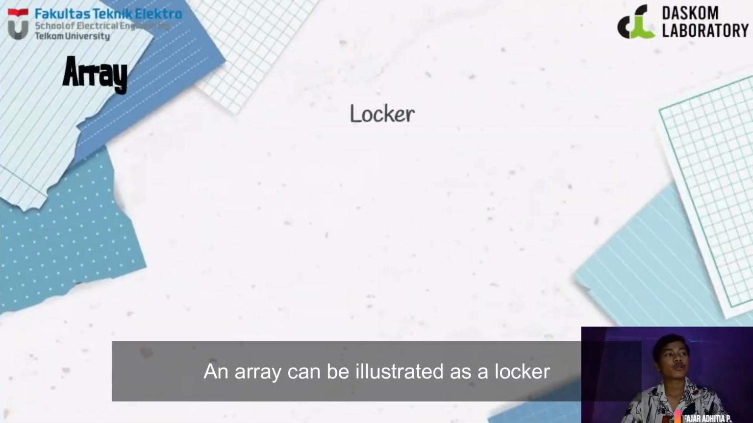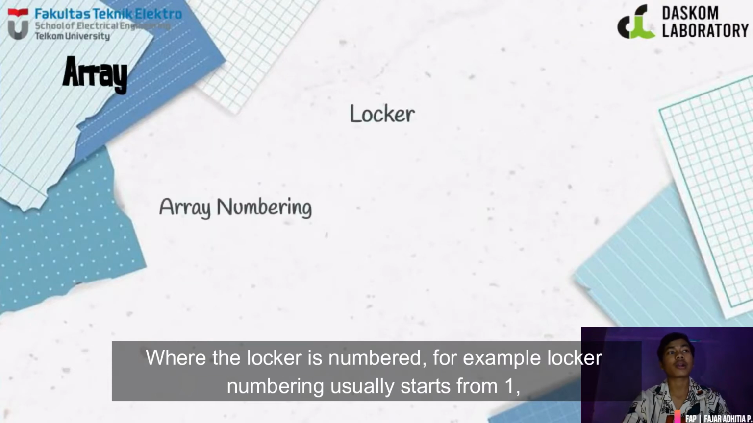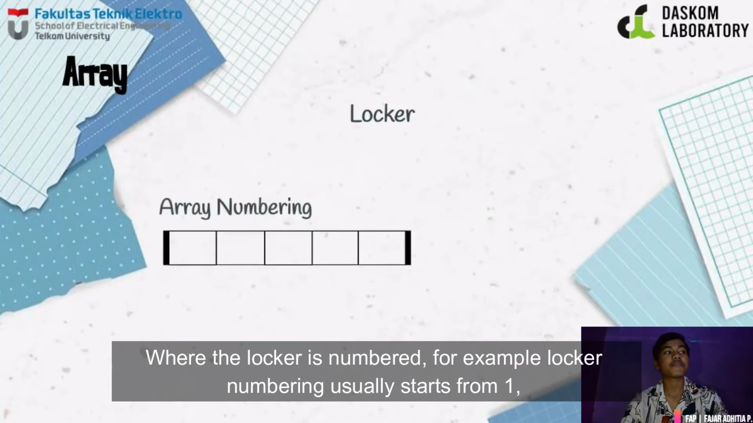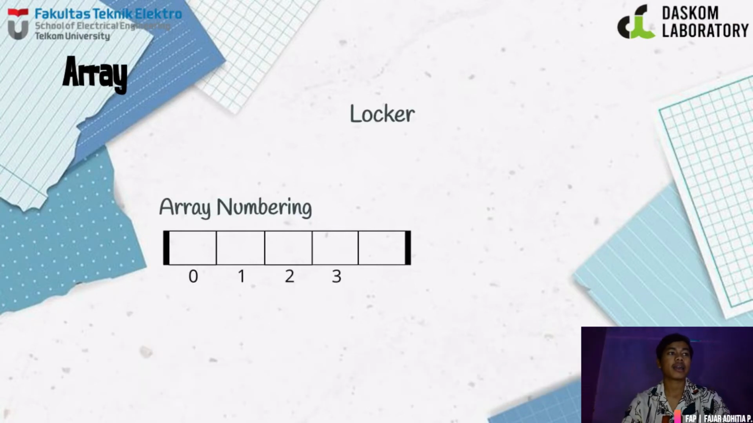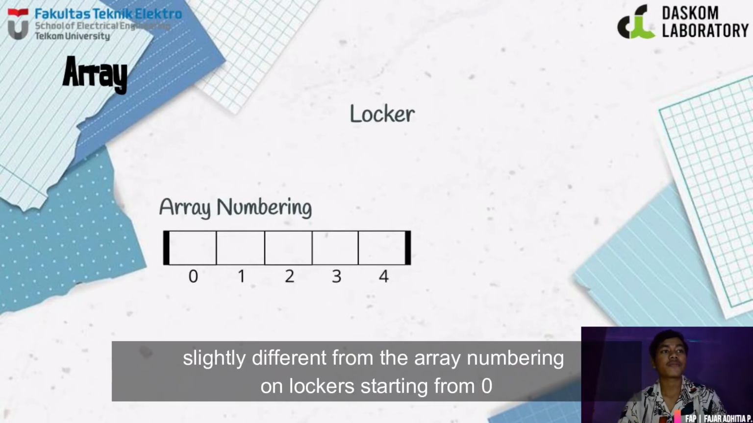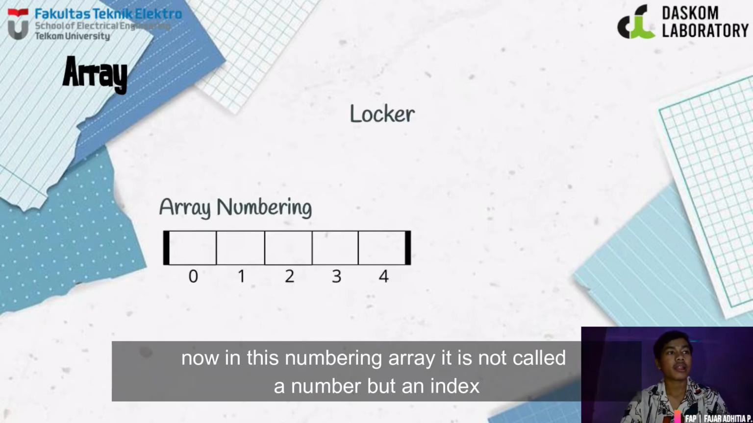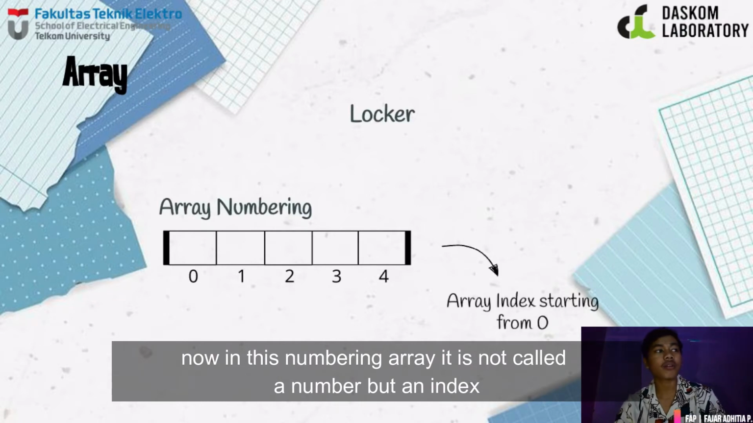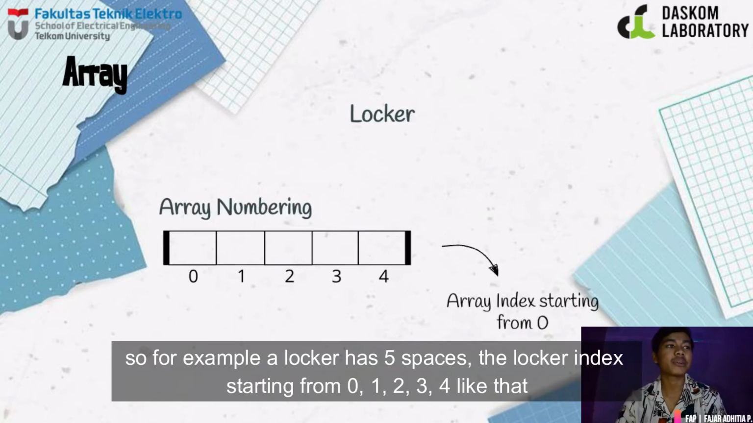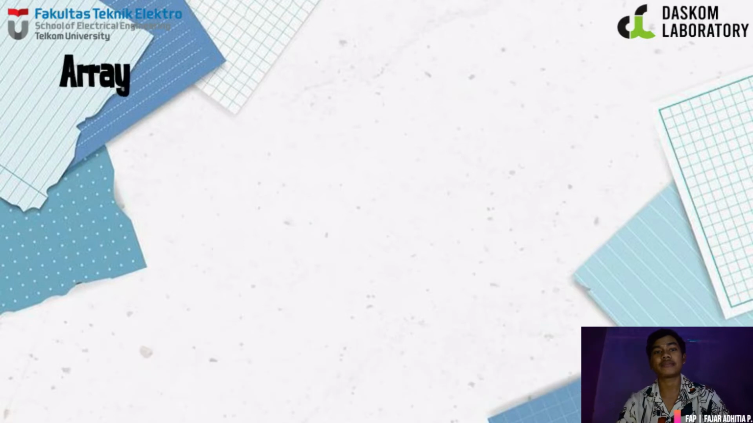An array can be illustrated as a locker, where the locker is numbered. For example, locker numbering usually starts from 1, slightly different from the array numbering, which starts from 0. In an array, this numbering is not called a number but an index. So for example, a locker has 5 spaces. The locker index starts from 0, 1, 2, 3, 4 like that.